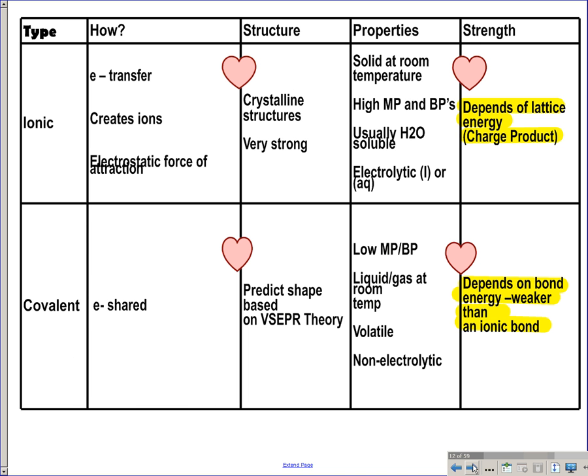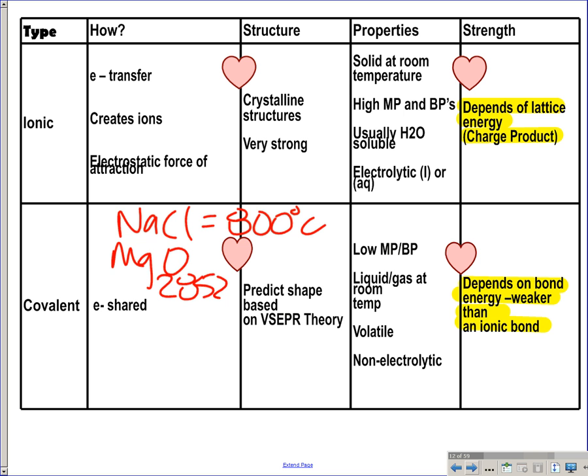So you have to make sure you think about if it's a metal or non-metal too. And you've already written down some of this. This is the only thing I need to add to the ionic and covalent part of your chart. So you notice that between sodium chloride, where we put sodium chloride at like 800 degrees, was it sodium chloride or sodium oxide? Chloride, okay. And then magnesium oxide had 2852. Ridiculous change, right? Why? It depends on lattice energy, charge product.